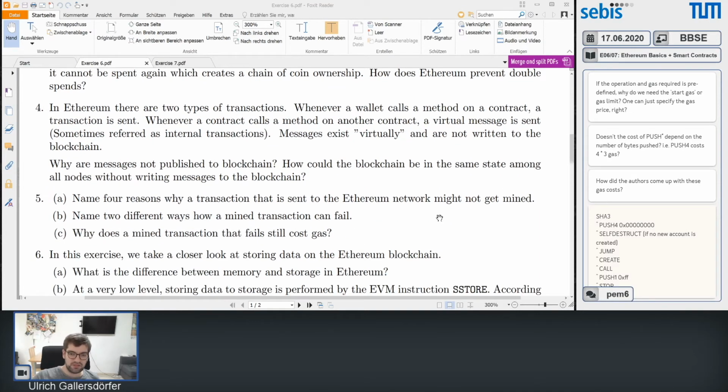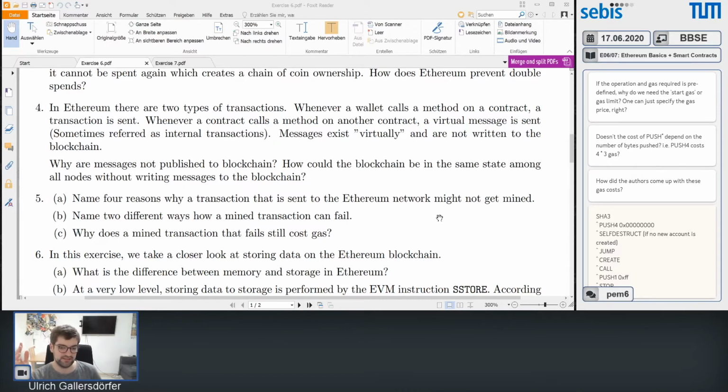In Ethereum, there are 2 types of transactions. Whenever a wallet calls a method on a contract, a transaction is sent. Whenever a contract calls a method on another contract, a virtual message is sent, sometimes referred to as internal transactions. Messages exist virtually and are not written to the blockchain. Why are messages not published to the blockchain? How could the blockchain be in the same state among all nodes without writing messages to the blockchain?